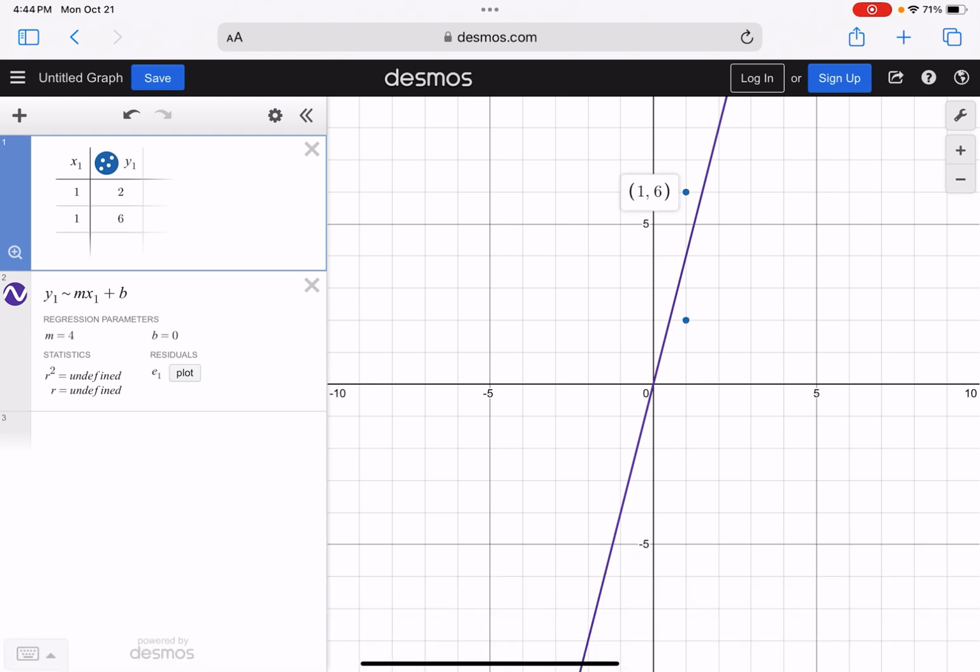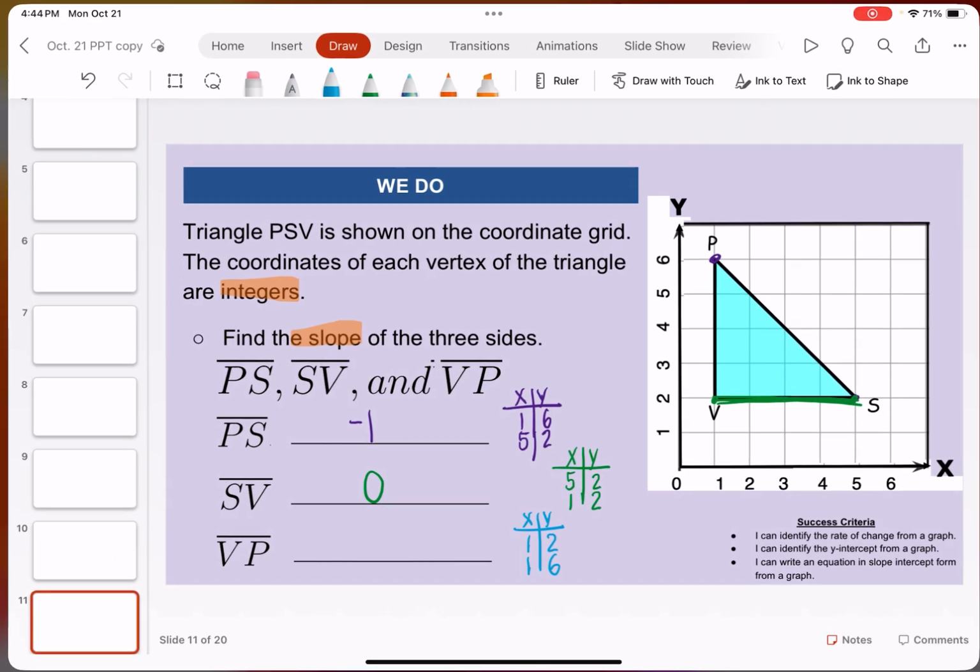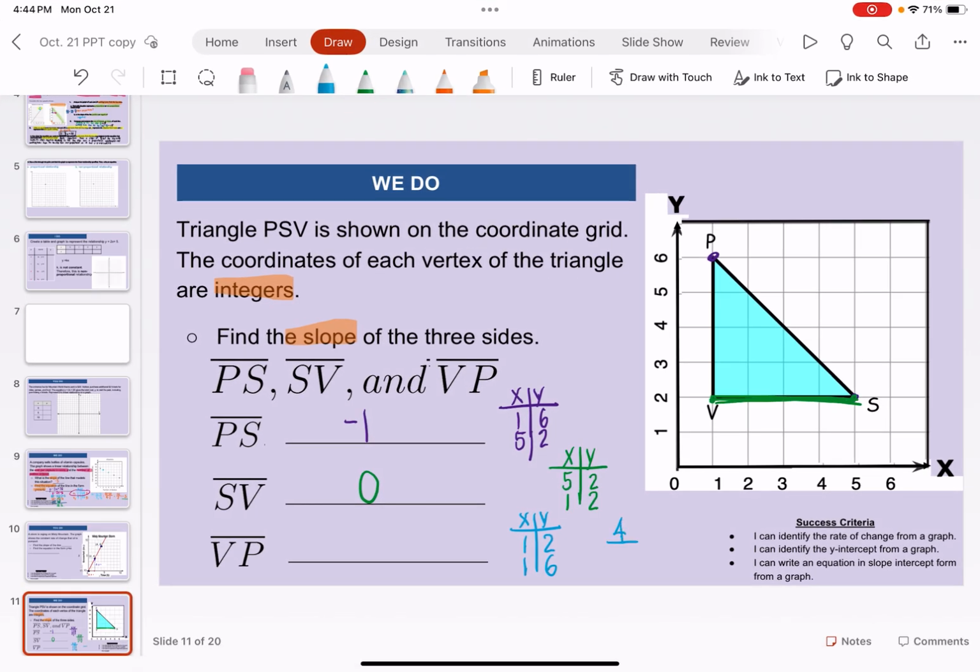You can see that on this graph on Desmos, our rise was 4, right? But then our run was 0. So our rise was 4, our change in y was 4 over a change in x, but our run is 0. And you can't divide a number by 0. So anytime you have a vertical line, even if you try to put the number into Desmos, it'll give you a number, but it'll just give you the rise. You have to remember that if you have a vertical line, the slope is going to be 0.